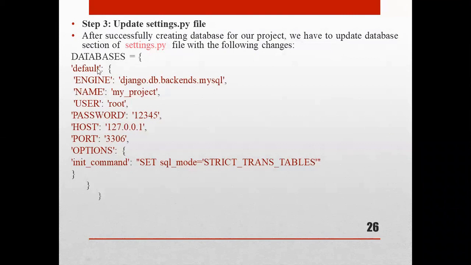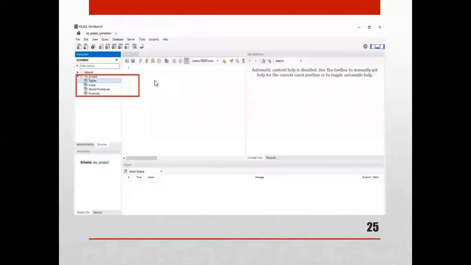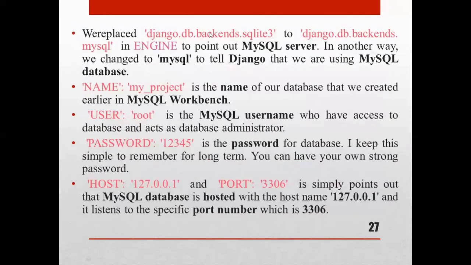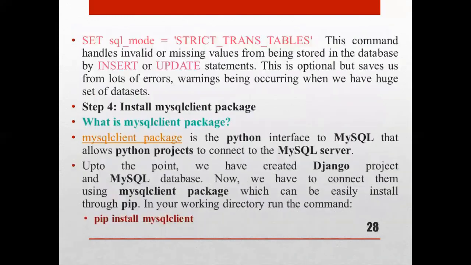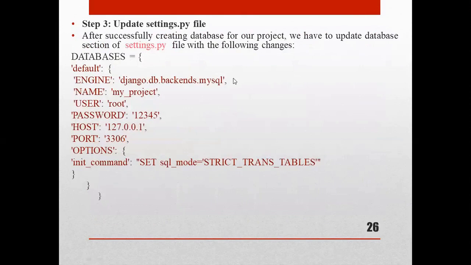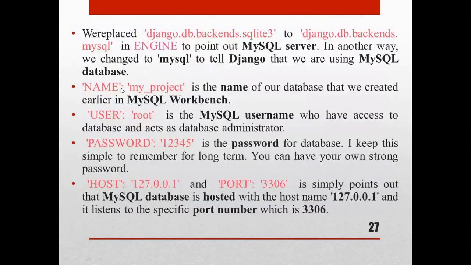See the database. Here we have to change the engine, then name, user, password, host, port, and here we have to set that SQL mode. Here we have to change that engine. Previously it is django.db.backends.sqlite3, and we have to change it to django.db.backends.mysql. Then we have to change the name here.